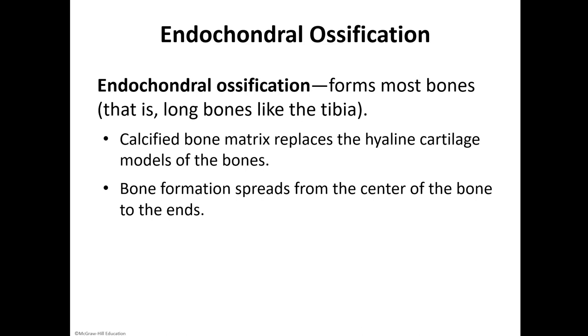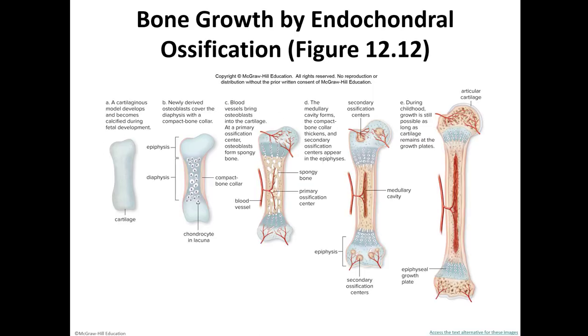Endochondral ossification: most bones of the human skeleton are formed this way, in which hyaline cartilage models of bone are filled in with bone. The steps of endochondral ossification include the cartilage model, the bone collar, the primary ossification center, the medullary cavity, the secondary ossification sites, and the epiphyseal growth plate. It starts with a cartilaginous model developing and becoming calcified during fetal development. Then newly derived osteoblasts cover the diaphysis and form the first bone collar. Blood vessels begin to provide nourishment to the area. The medullary cavity then forms, the compact bone collar thickens, and a secondary ossification center appears in the epiphysis.